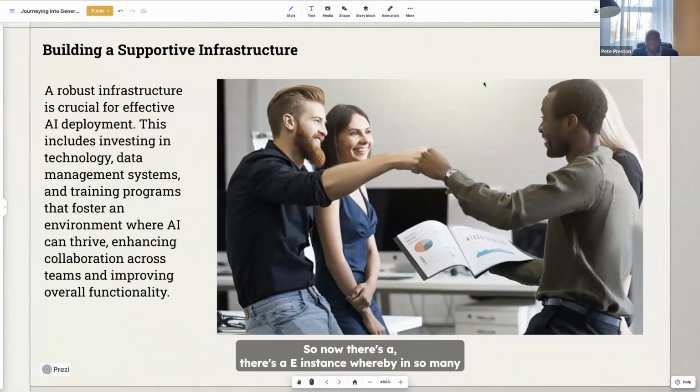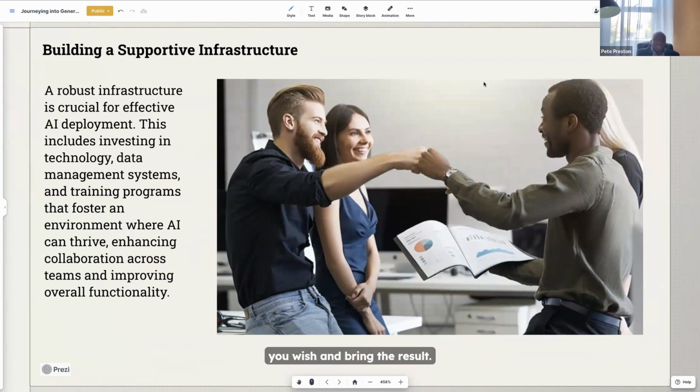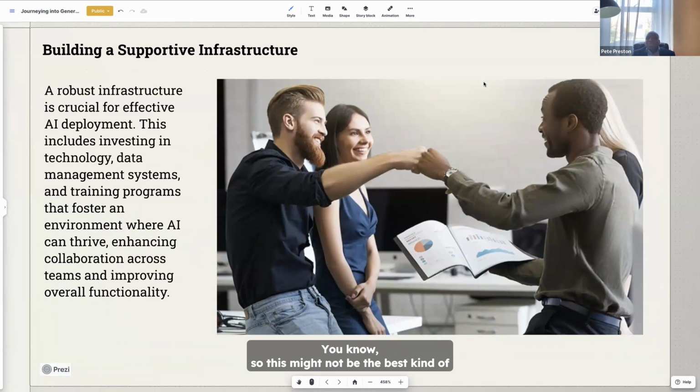So now, there's a key instance whereby in so many workplaces, you're not allowed to use AI, but you're allowed to work with AI should you wish, and bring the results. So this might not be the best kind of workflow in this AI native world that we're all going into. So the best way is to try and foster that environment whereby folk can learn and understand the technology itself, and see how your company can take advantage of this.